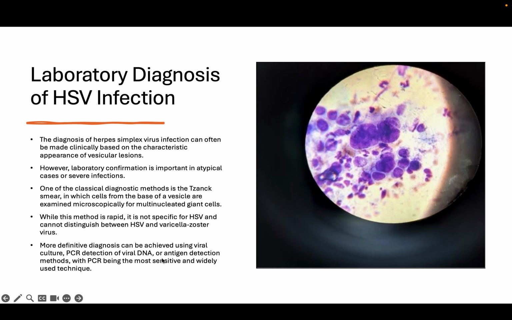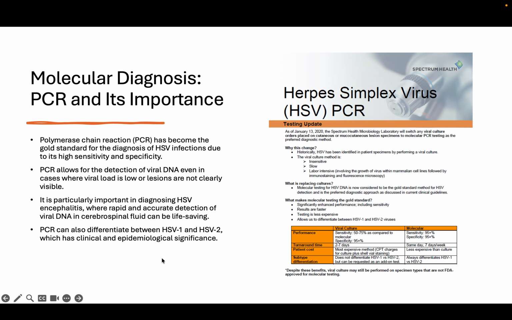So the best thing is using PCR. PCR really helps you distinguish between HSV and varicella zoster virus, and it helps you understand which one you have. Do you have HSV1 or do you have HSV2? It's so standardized. It's the gold standard method. The majority of hospitals, if not all, already have a standard procedure for how to do this.